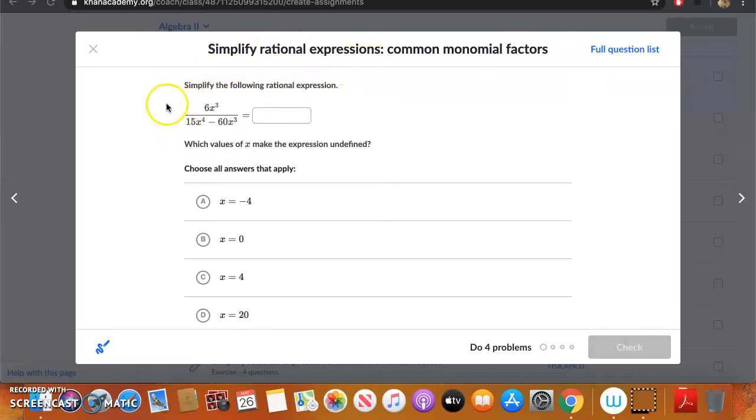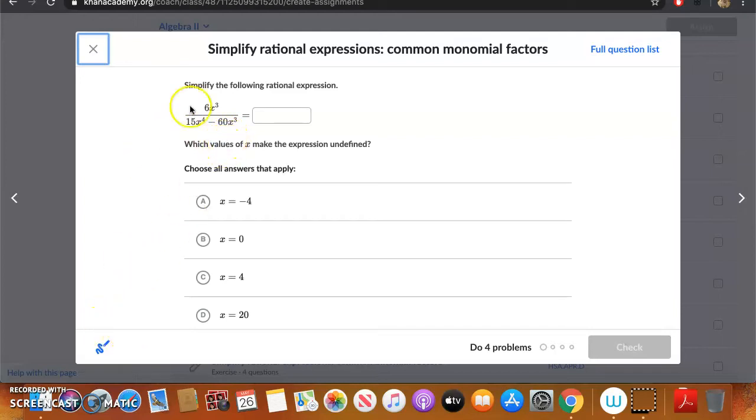So this first problem we're going to look at says, simplify the following rational expression. We have 6x cubed divided by 15x to the fourth minus 60x cubed. Which values of x make the expression undefined? So the first job is to simplify this expression, and then the second is to find the values of x which will make this undefined.